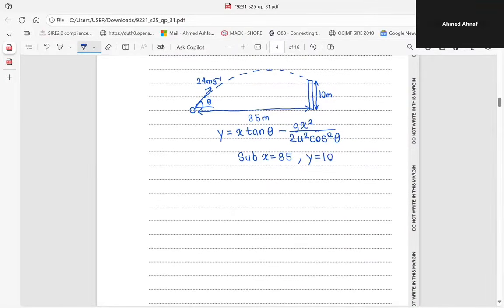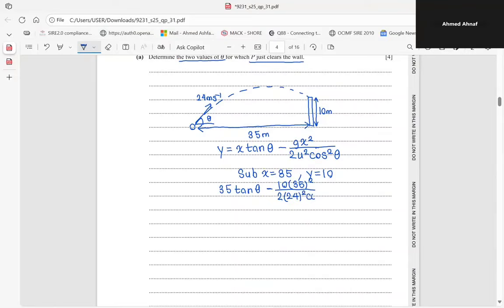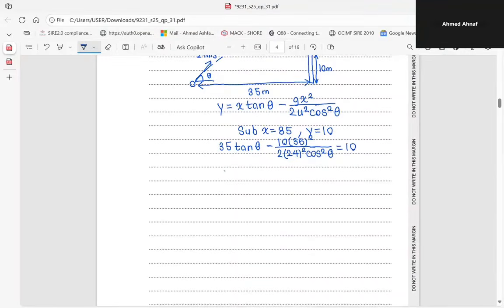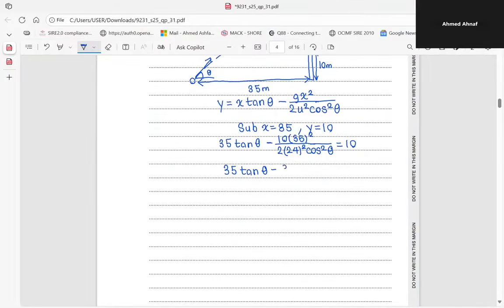Okay, so we'll get 35 tangent theta minus g, that's 10, times 35 squared divided by 2 u squared, u is 24, so 24 squared cosine squared theta. This is equal to 10. Okay, let's simplify this equation. So 1 over cosine squared, we can write that as secant squared, and 10 times 35 squared divided by 2 times 24 squared. Let's see if I copy everything down correctly. Yep, and we get 6125 over 576 secant squared theta equals 10.